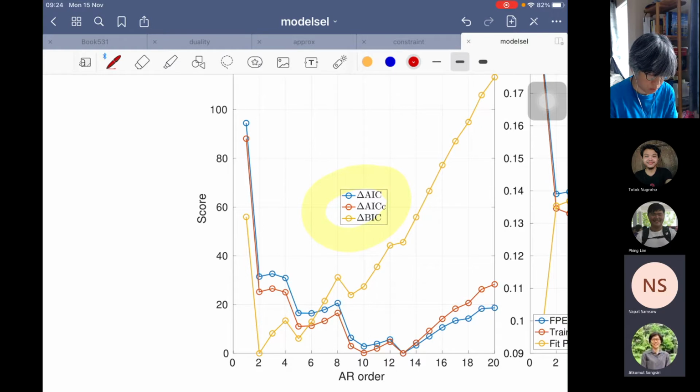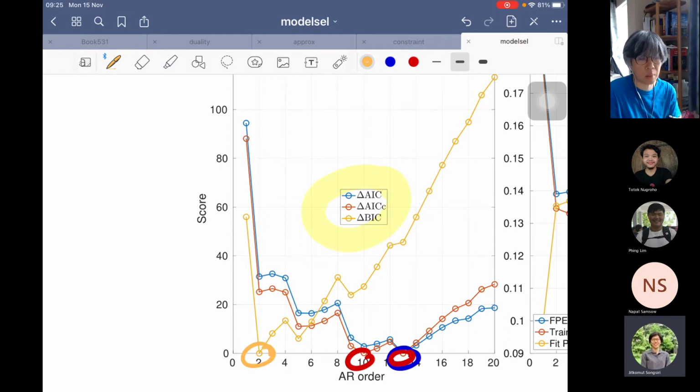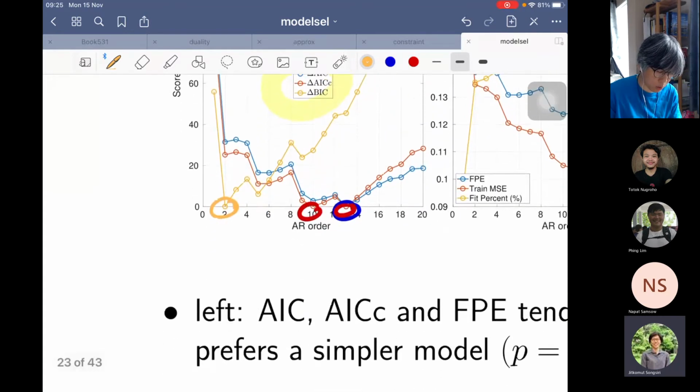Yes, the first two have the same pattern and the same minimum, and on the other hand the BIC. AIC peak is order 13. What about AICC? AICC is 10. We don't know exactly because the scale seems very close, but somewhere around here. What about BIC? BIC is order 2. It's similar to the previous experiment: BIC tends to pick a lower order model, but AIC and AICC seem to pick a higher order model.